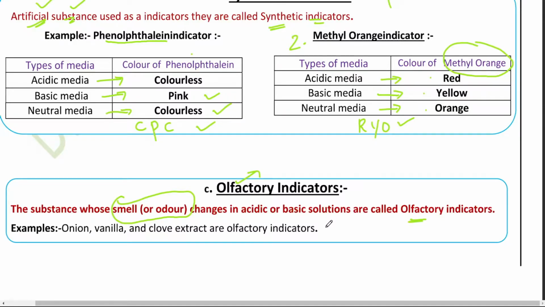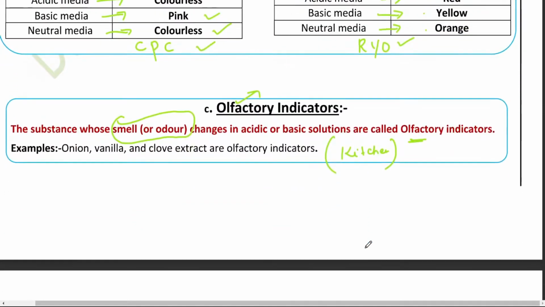These are the common examples of the olfactory indicators which are present in our kitchen as well. Okay. So this is the most important thing for you to understand about the indicators: how the indicators help us in identifying the acids and bases, and how many types of indicators we have. We have the natural indicators, the synthetic indicators, and the olfactory indicators.